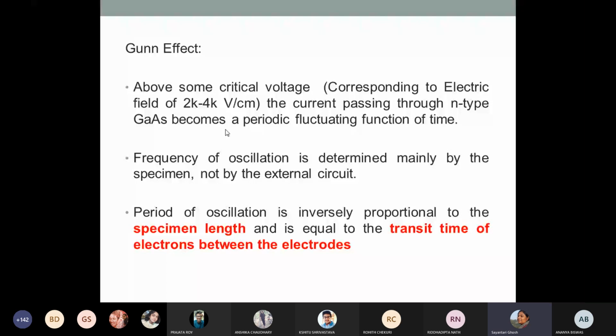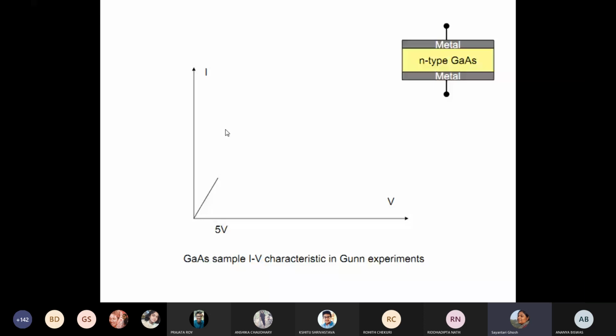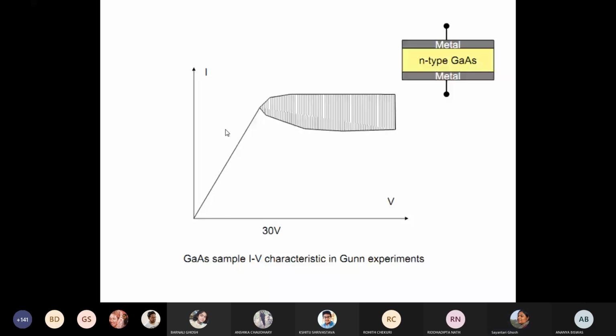So suppose you have a gallium arsenide sample and you are applying some voltage across it. Then for lower voltages, nothing happens. As the voltage goes higher and higher, suddenly the current starts oscillating like this. And these oscillations that you see here can be exploited to make microwave oscillators. These oscillations we exploit to make generators or microwave oscillators.